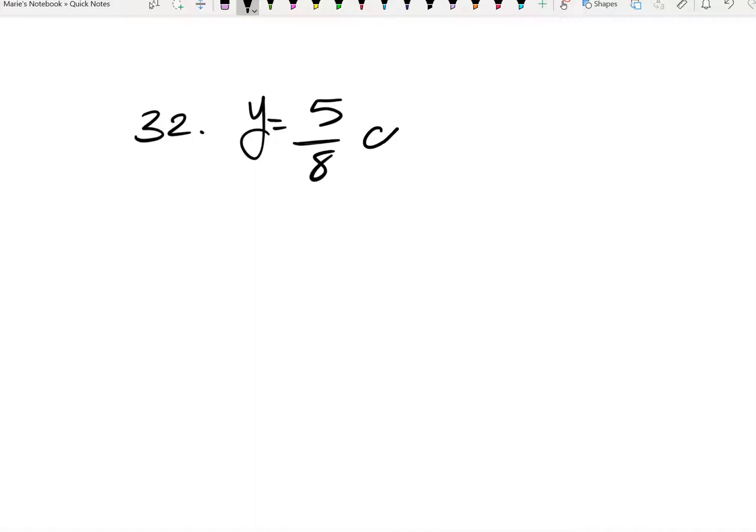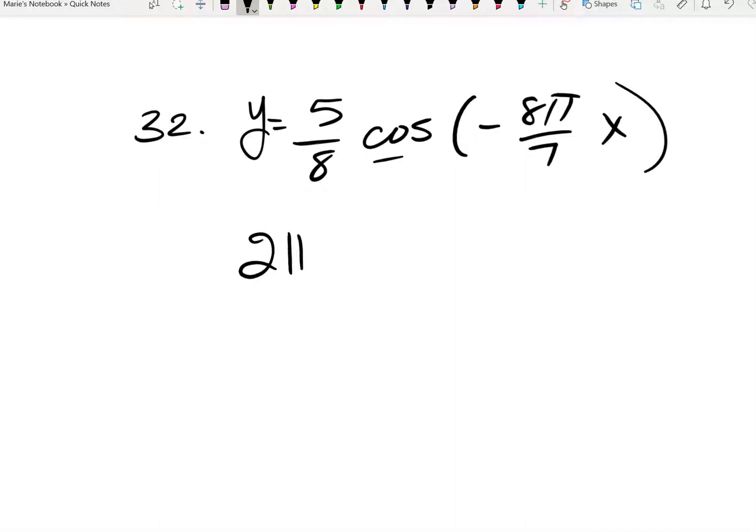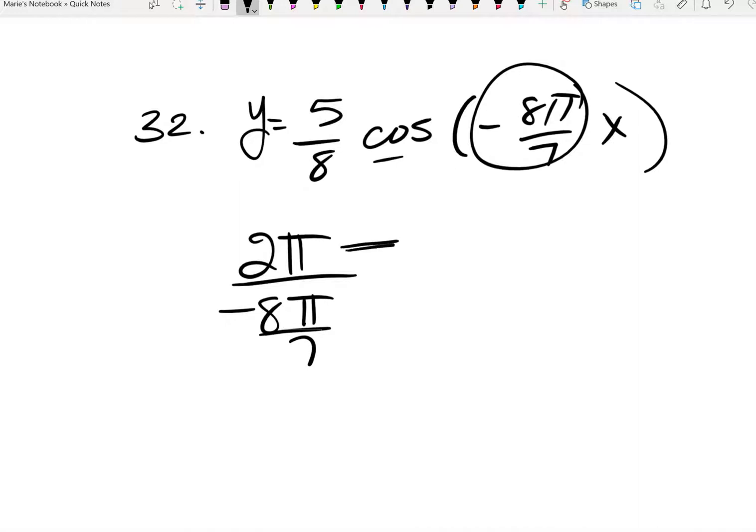Right, ladies and gentlemen, so number 32. Okay, so 32, they want to determine the amplitude or period, and they're only asking you for the period here. So we're going to say then for 32 that y equals 5 over 8 cosine of negative 8 pi over 7x. So again, remember for cosine, the period is 2 pi over the b term, so negative 8 pi over 7. So remember, this part is really 2 pi over 1 over negative 8 pi over 7.